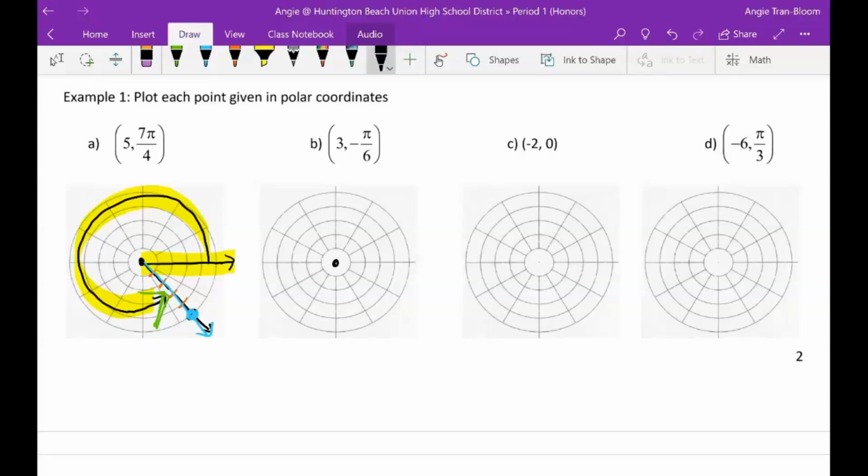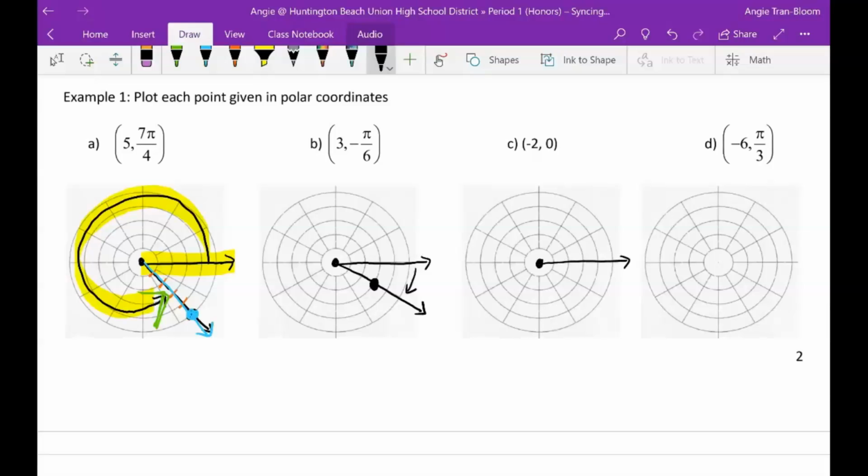For B, again, I'm going to draw my polar axis and the pole. Negative pi over 6, I'm going this way. I will now draw my pi over 6, since it's negative, it's going to be clockwise. Now I need 3 units. I will not do tick marks because I already have mini circles, but I will go 3 circles out to demonstrate that is my radius.